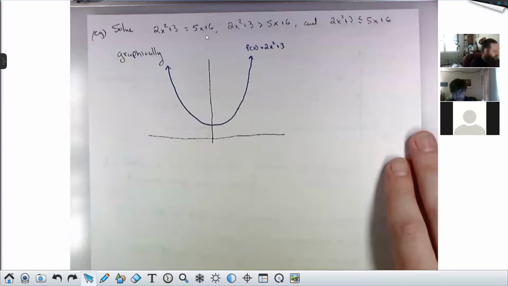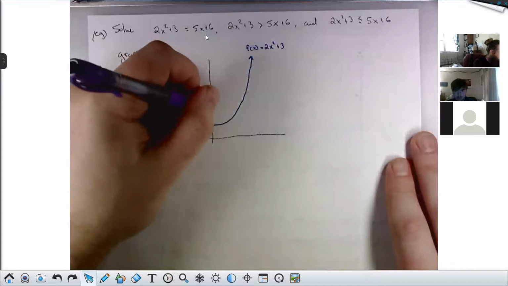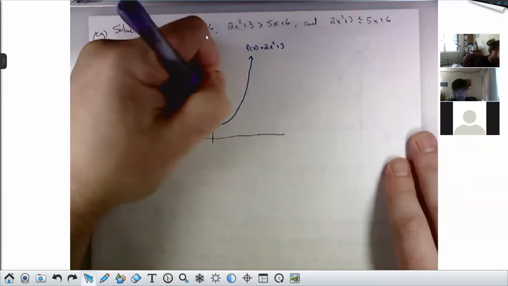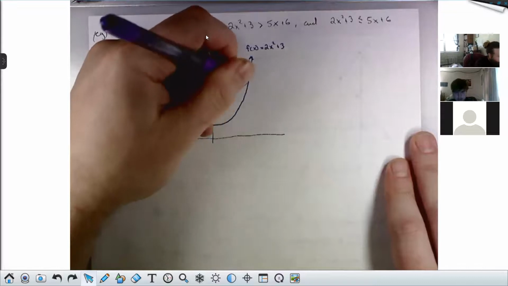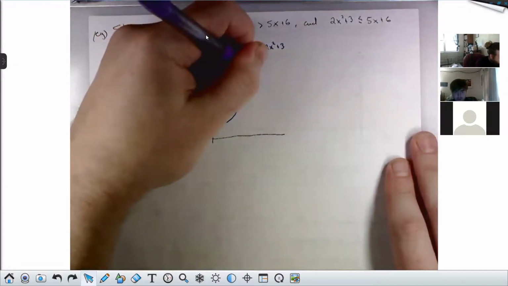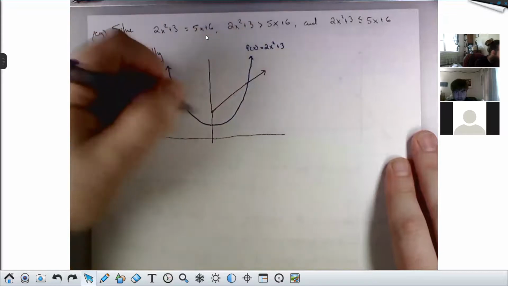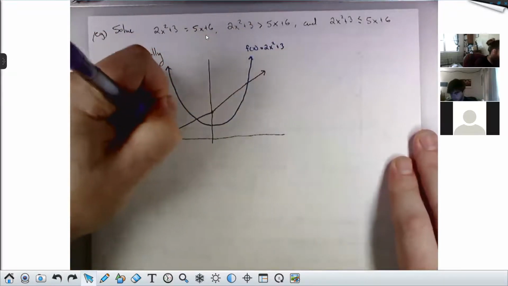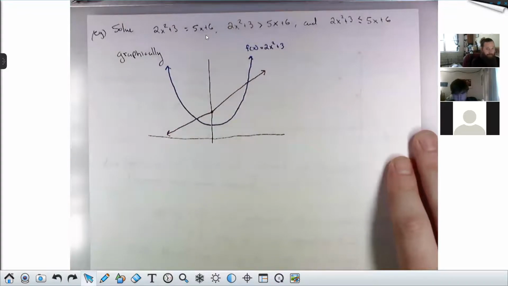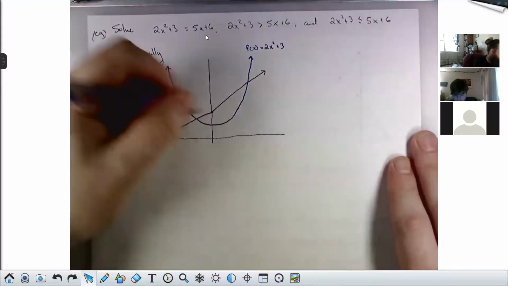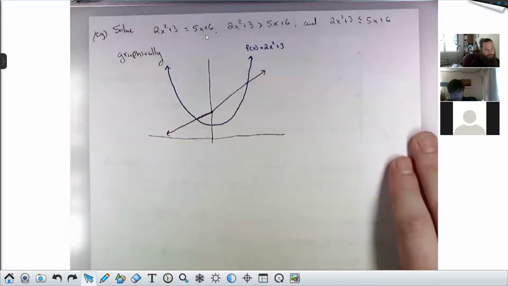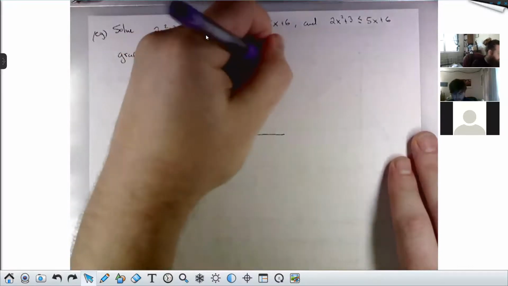The other function in play here is 5x plus 6. That's a line. Its y-intercept is 6. It has a slope of 5. My vertical axis here, I'm scaling quite a bit. That line looks something like this. Should be a straight line. Sorry. Okay, so this is, I'll call it g of x.